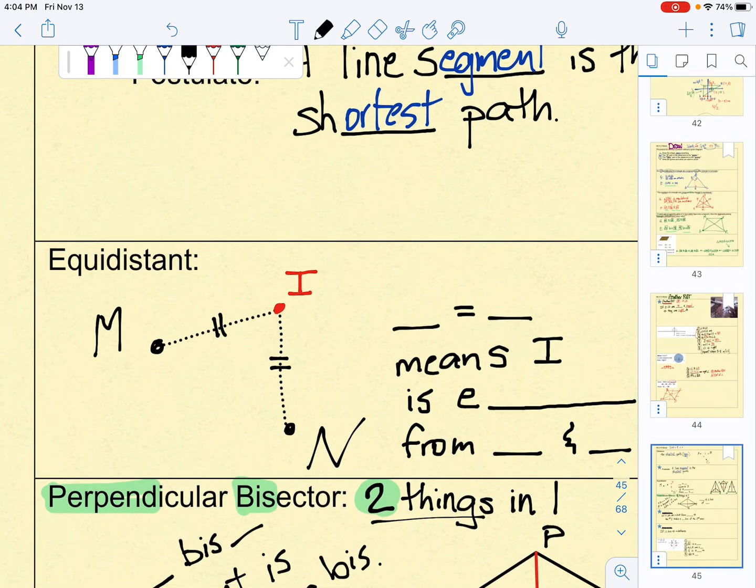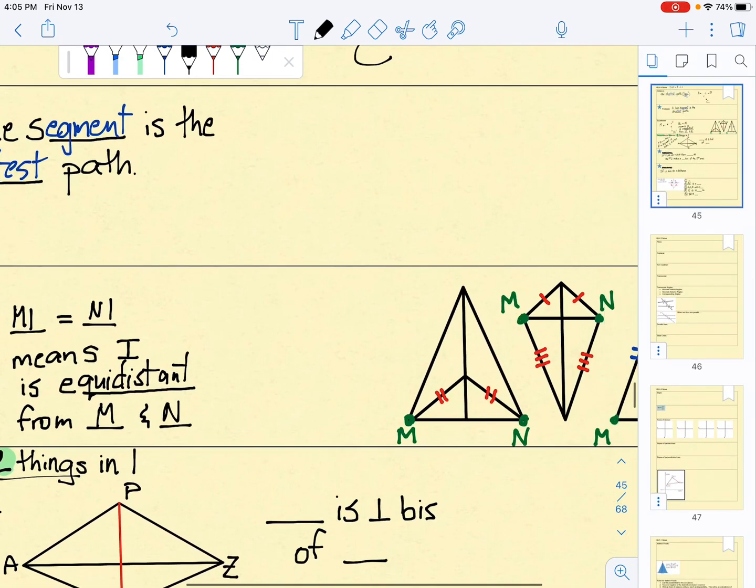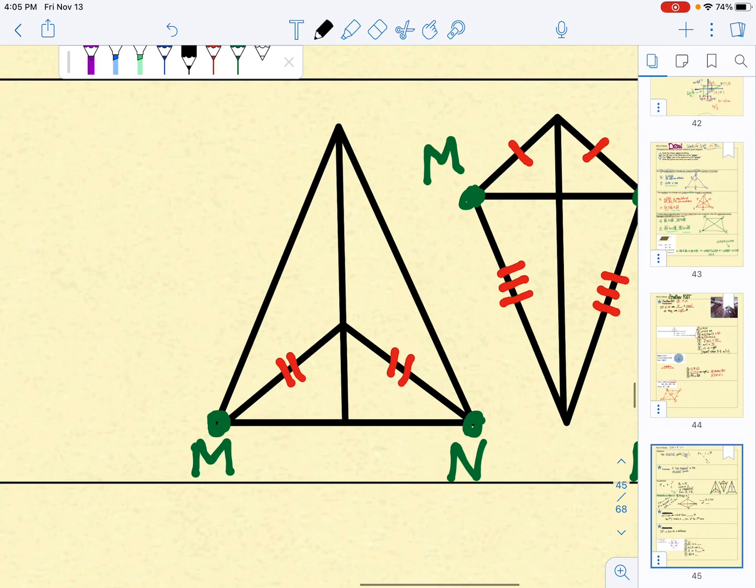Here is a formal definition of that. If MI is equal to NI, that means I is, fancy word, equidistant from both M and N. There are some diagrams that you've already seen which have used that concept, and you didn't necessarily know that. Notice the red point would be equidistant from M and N.